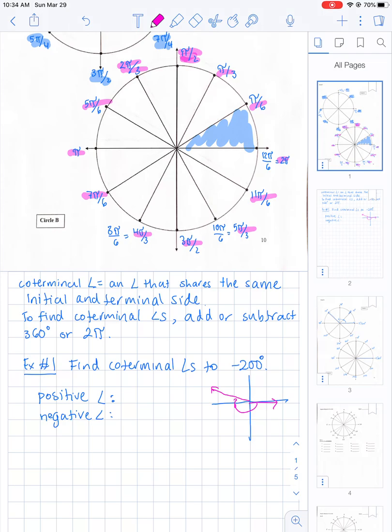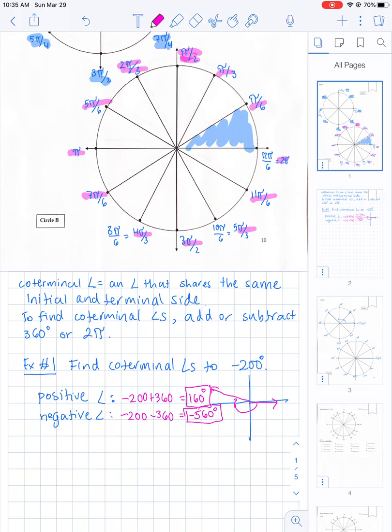Now, if I wanted to find a coterminal angle that's positive, I'm going to go ahead and add 360 degrees to negative 200 and get 160 degrees. So that would indicate that I've gone and added 360, or one full revolution, in a positive direction. And this angle right here should have the same initial side and the same terminal side as negative 200 degrees. Now, if I wanted to go in the negative direction, instead of adding 360, I would subtract 360 and get negative 560 degrees.